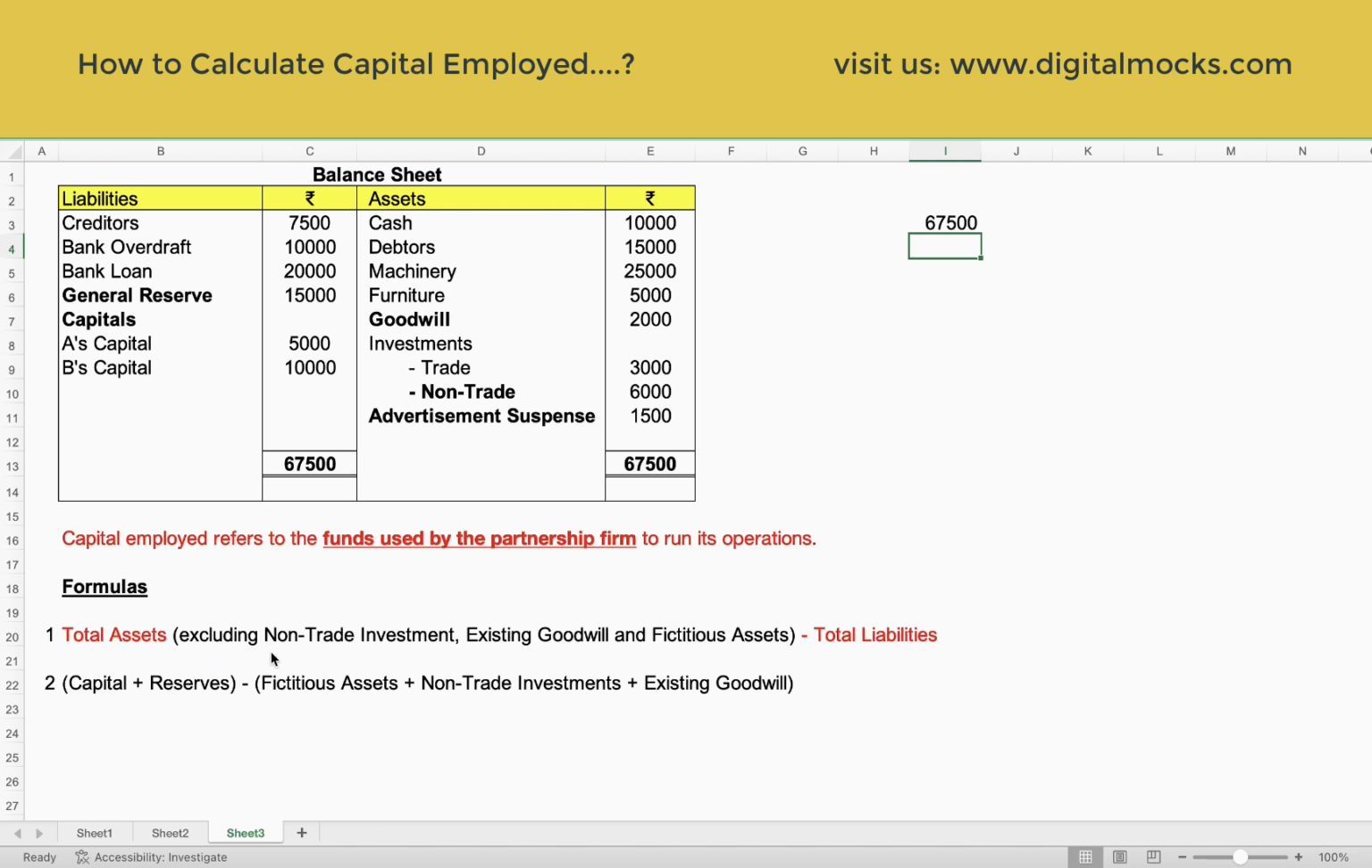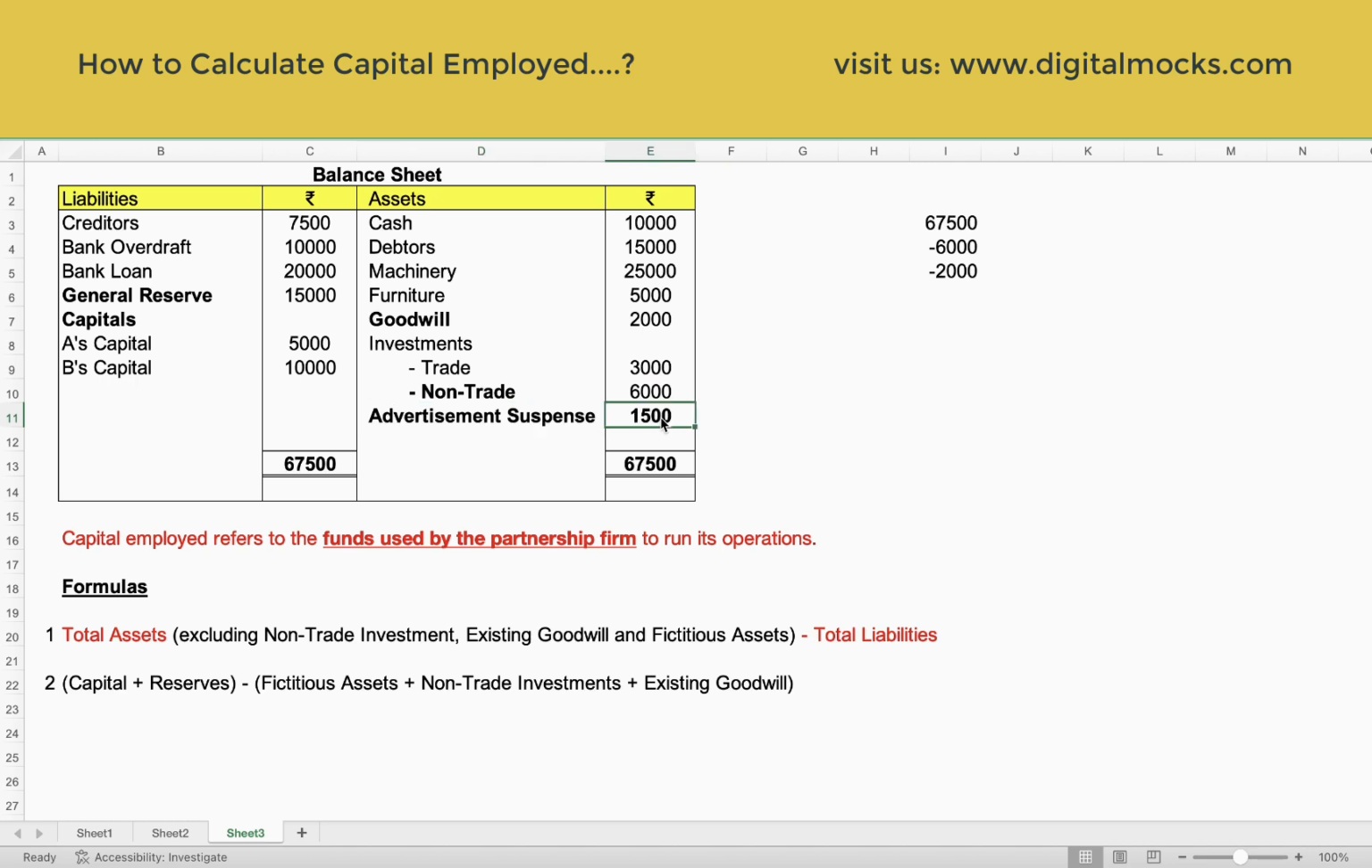And from this, now I have to exclude non-trade investment. It is already part of this total, right? 6,000. If we see the balance sheet, there are two types of investment, trade and non-trade. So we have to remove only non-trade investment. It is included in this 67,500, so now we have to exclude it: minus 6,000 rupees. Then existing goodwill. Yes, in the balance sheet goodwill is also there, so that also we have to remove. Right? And then we have to remove fictitious assets. So in our balance sheet, there is one fictitious asset, advertisement suspense.